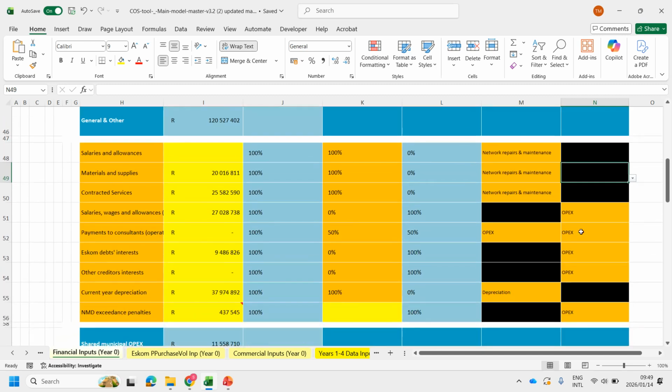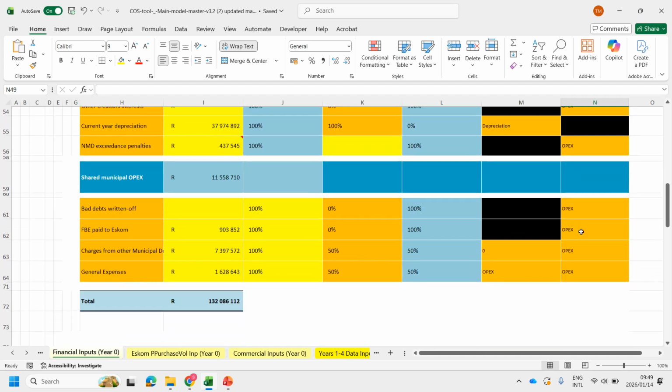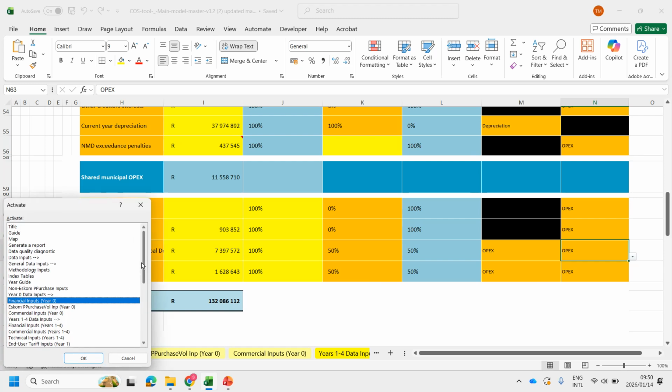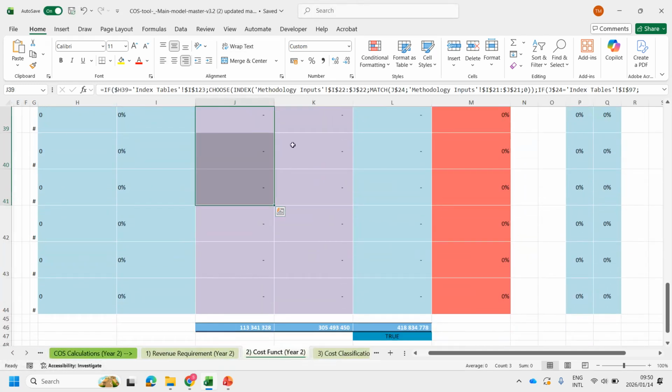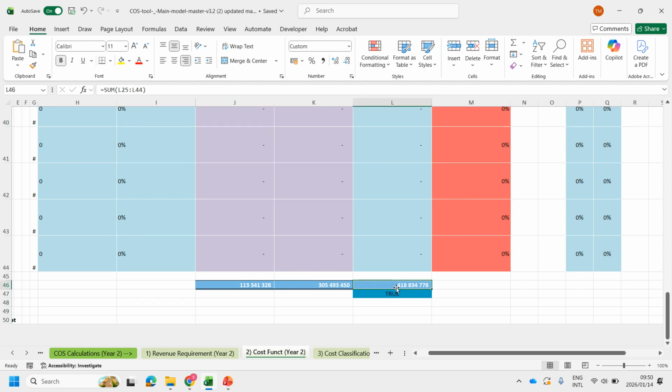So I'll try to see if all my expenses have been allocated properly. In my example, I can see that this particular expense is allocated as 0 and this is not recognized in calculations. So I'll assign it one of the functions. Then I'll go back to cost functionalization. Okay, this has been rectified and the total amount corresponds to the total amount in the revenue requirement. And this can be seen by having a true here.